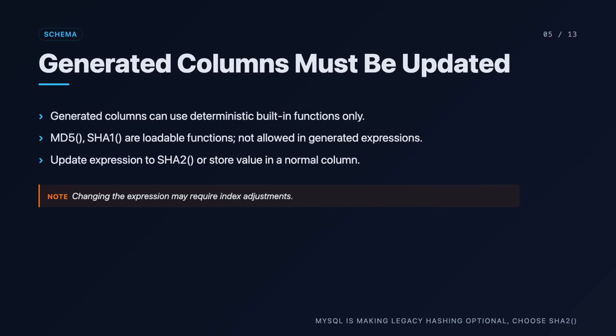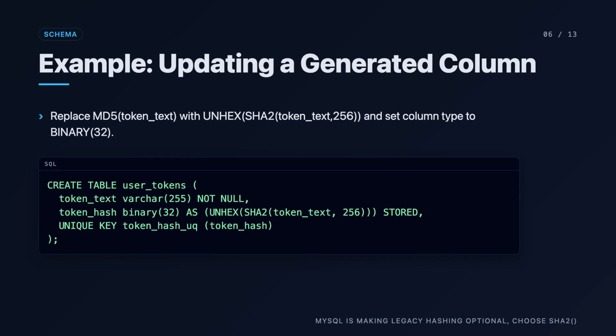Generated columns cannot reference loadable functions like MD5 or SHA1. For upgrading, you must rewrite those expressions, either using SHA2 or moving the value into a regular column that your application updates. This example shows the exact syntax to replace an MD5 generated column with an SHA256 one. Note the use of unhex and the binary 32 type so the index size stays consistent.